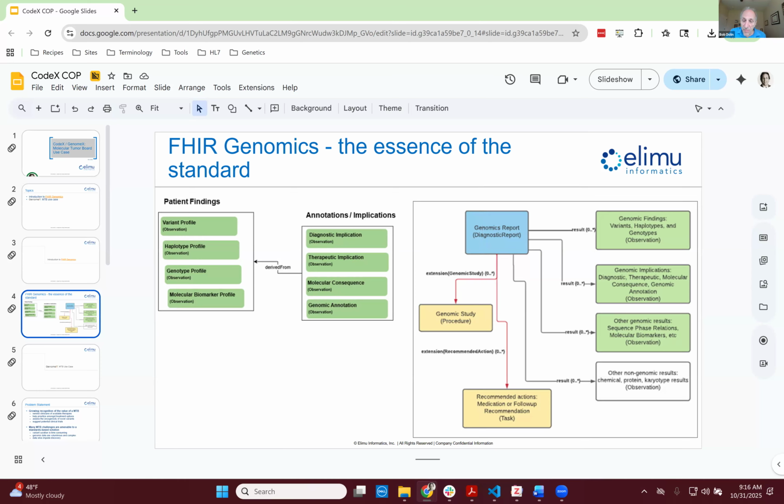And this crux is then packaged up within the genomics report, which has all of the genomic findings and the related genomic implications. The standard also has provisions for the inclusion of details about the genomic study: what was studied, how did the test go, what portions succeeded, what portions failed, and also recommended actions. So that's about all I'm going to say about the FHIR Genomics standard, but hopefully that gives you a mental image of where we've already gone. We're in, I think, version 3 of the standard now, so it's getting pretty mature.